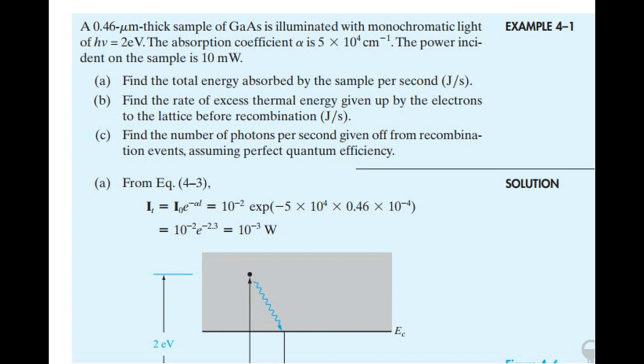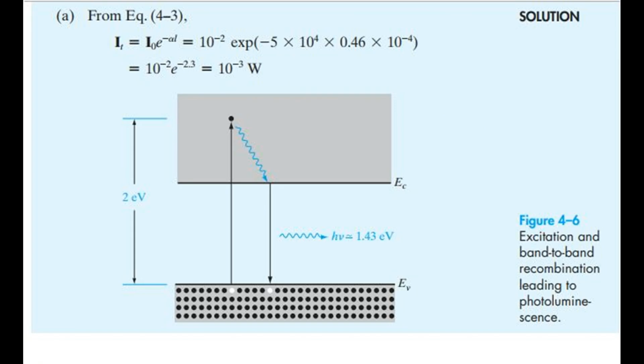Figure 4.6. Excitation and band-to-band recombination leading to photoluminescence. Thus the absorbed power is 9 milliwatts. The fraction of each photon energy unit which is converted to heat is 0.285. Thus the amount of energy converted to heat per second is 2.57 millijoules per second. Assuming one emitted photon for each photon absorbed, perfect quantum efficiency, we have 2.81 times 10 to the 16th photons per second.